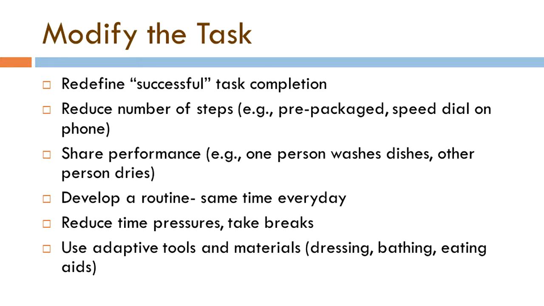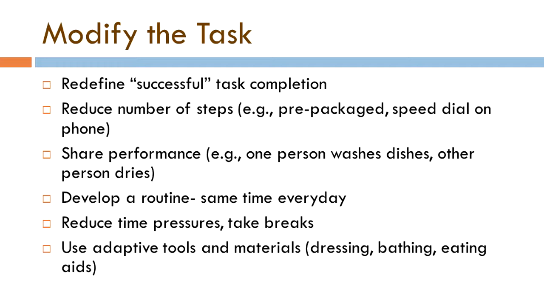So modifying the task, obviously redefine what a successful task completion is. So we have to help our loved ones, and part of that is just what is going to be success for them. It may not be what it used to be. So now we need to modify the task and give them a break, and give ourselves a break as well in terms of what is going to be success for them. Because their reality is their reality, and we have to help them. So can we reduce the number of steps?